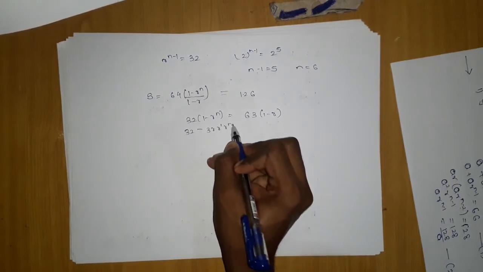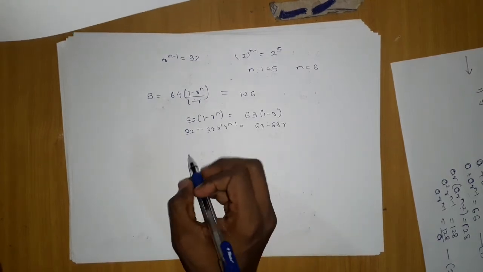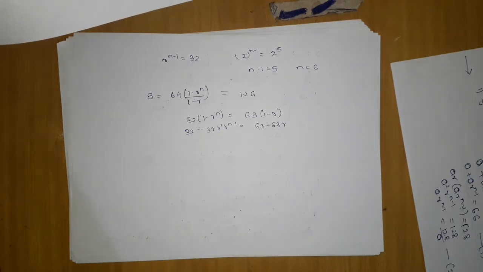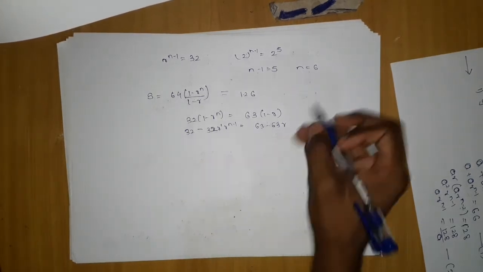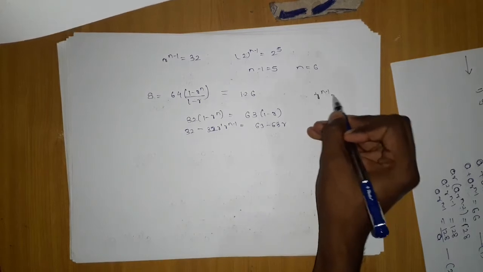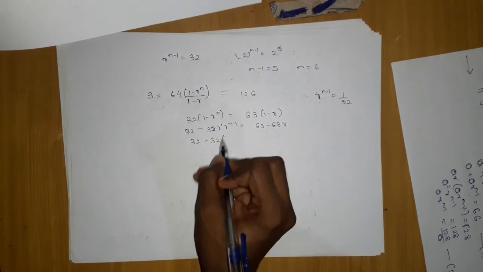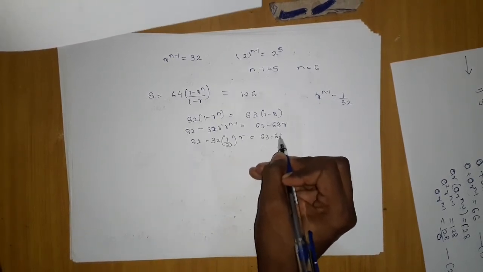r power 1 into r power n minus 1 is equal to 63 minus 63 r. Finally, what we are getting is that r power n minus 1 I can write as 1 by 32. And if I know r power n minus 1 for a decreasing GP is 1 by 32, I will substitute: 32 minus 1 by 32 into r is equal to 63 minus 63 r.